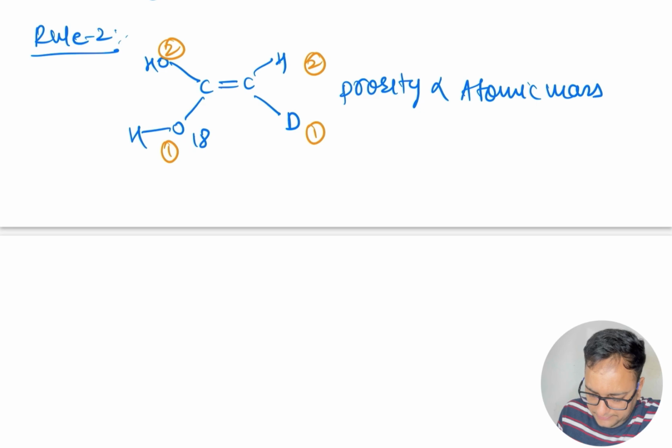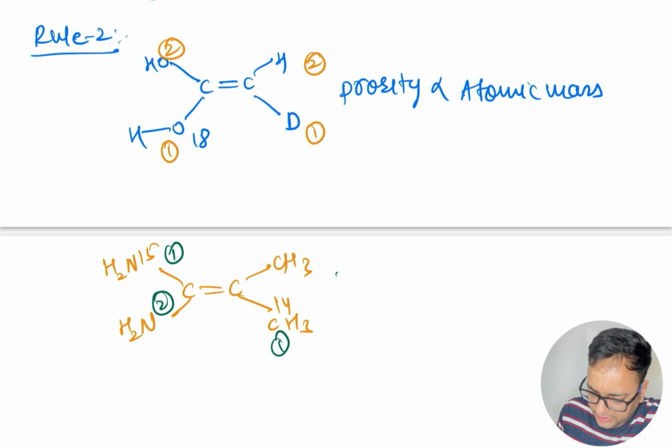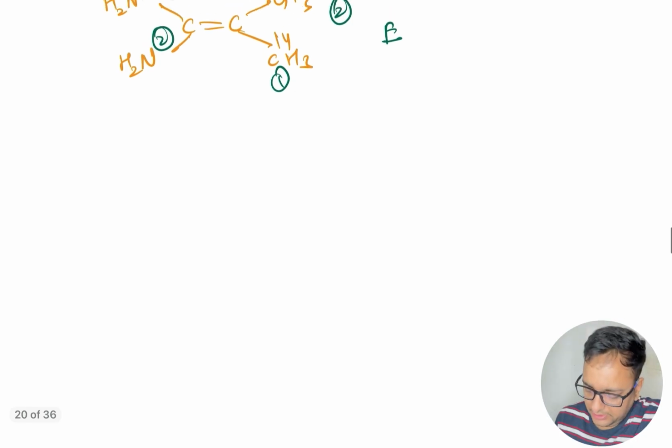And if we take one more example like C double bond C, and we have CH3 and C14H3, and we have H2N15 and H2N. Now the priority is 1 and 2 and 1 and 2, so it is E. Right. So first of all, check the atomic number. If the atomic number is same, then check the atomic mass. Correct. That was rule 2.